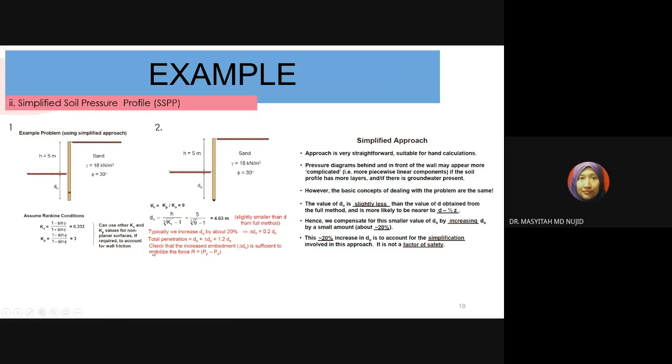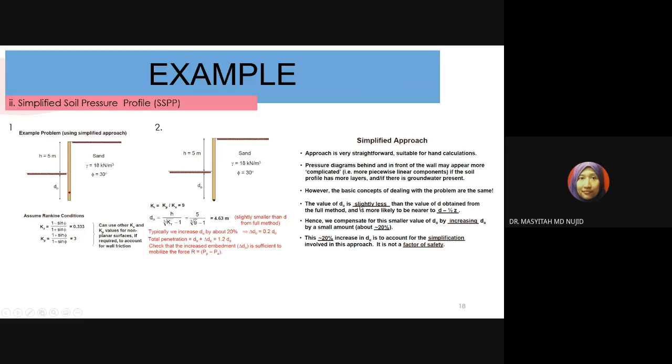Okay, this is an example to solve the problem using the simplified soil pressure profile. This is quite easy, I believe, because it is a simplified one. In this case, the moment is acting at the toe of the wall, not at O. What we can summarize from this method is that the approach is very straightforward and suitable for hand calculations. The pressure diagram behind and in front of the wall may appear more complicated if the soil profile has more layers and if groundwater is present. However, the basic concept of dealing with the problem is the same.